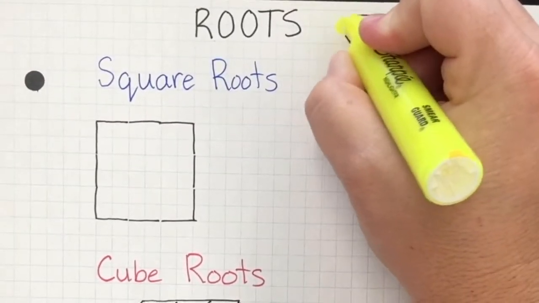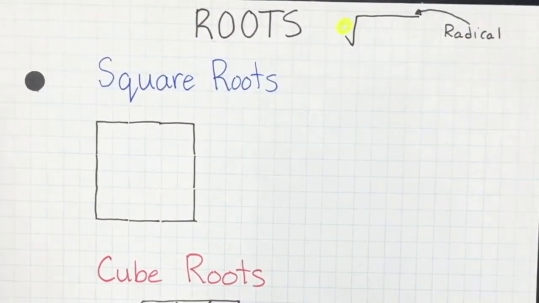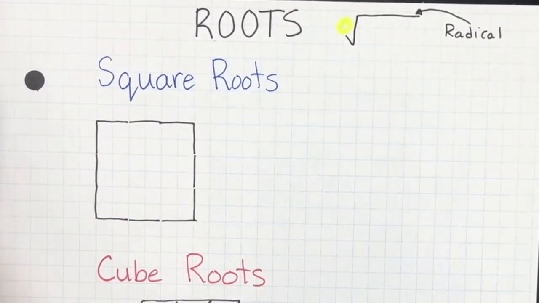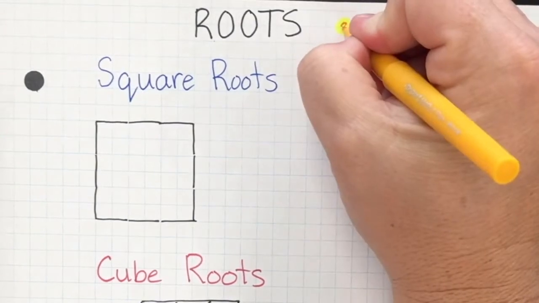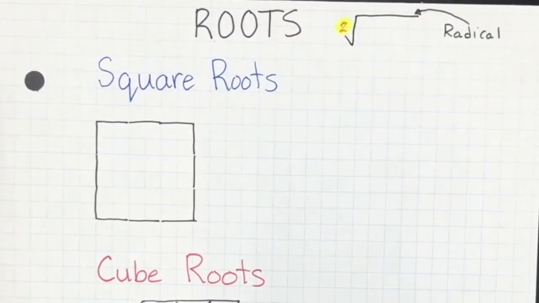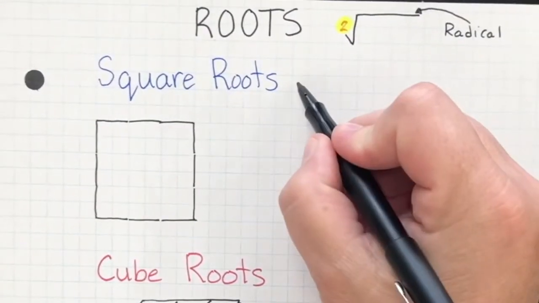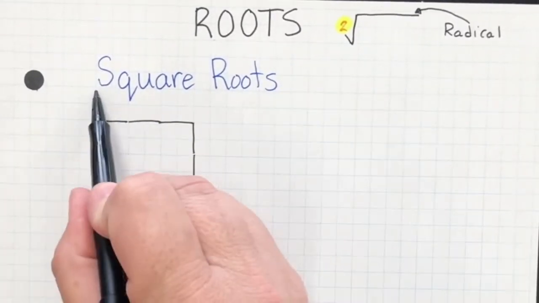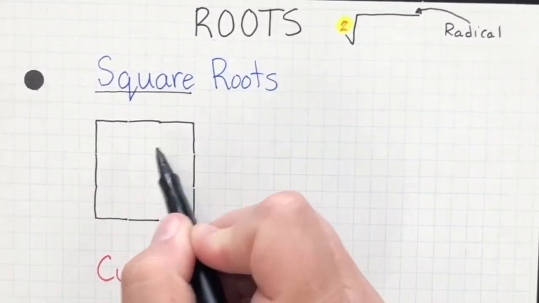If there's nothing in front of that radical, it's kind of like when we have an invisible 1 in front of an x, there's an invisible 2. So if there is no number there, the number is a 2. It means you're going to be taking the square root. So what is a square root?